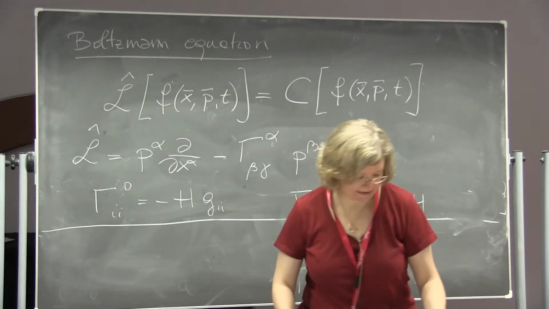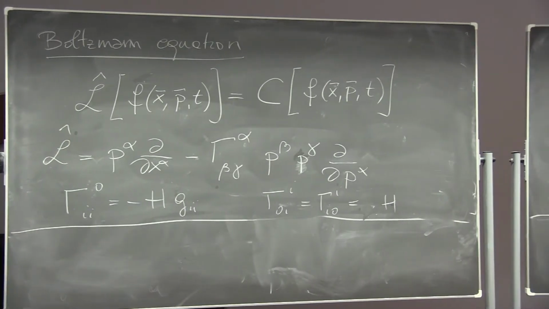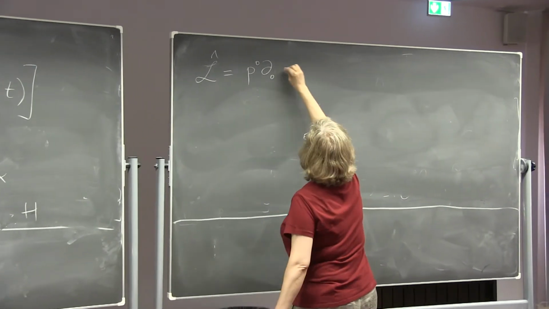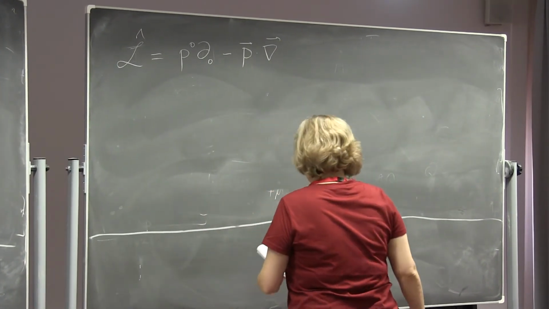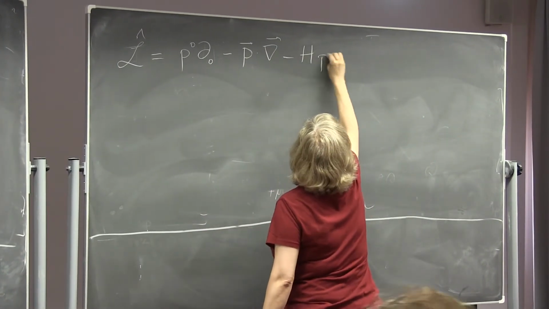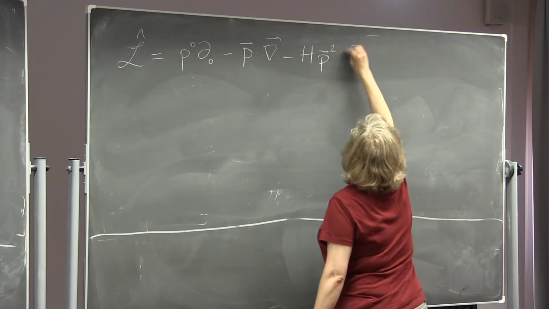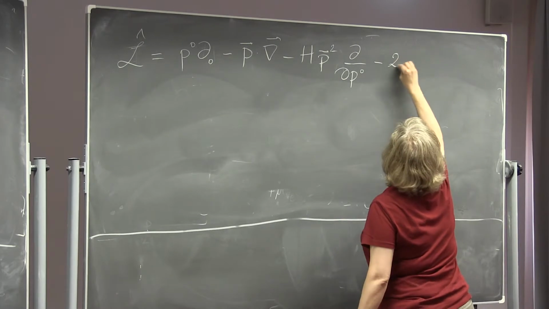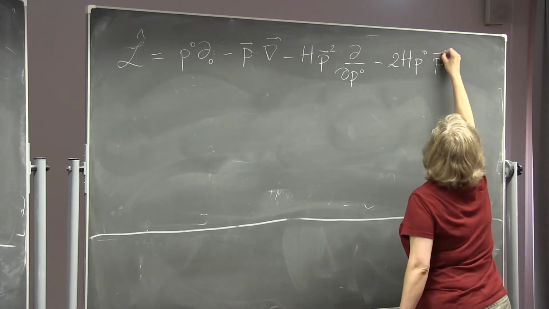So if you then rewrite everything, you find that the Liouville operator is equal to p^0 ∂_0, plus p times the gradient, plus a minus H p² for the ii component ∂/∂p^0, and then you have the other term, which is 2H p^0 p ∂/∂p.